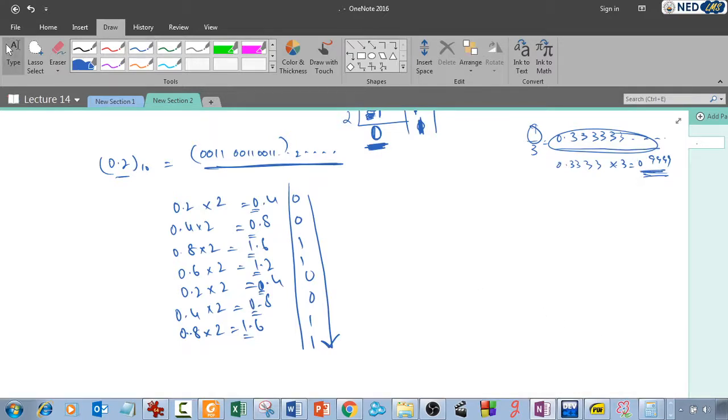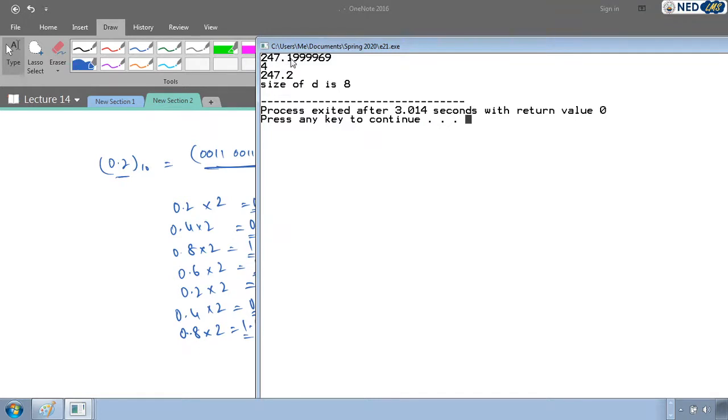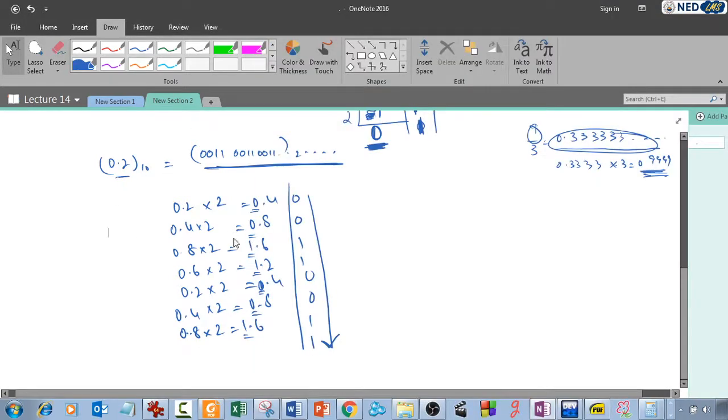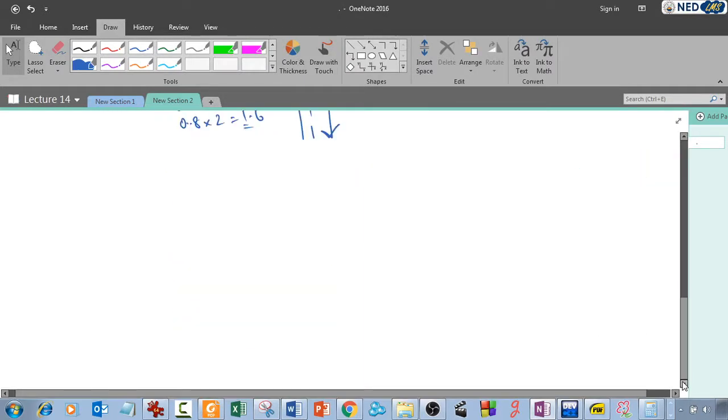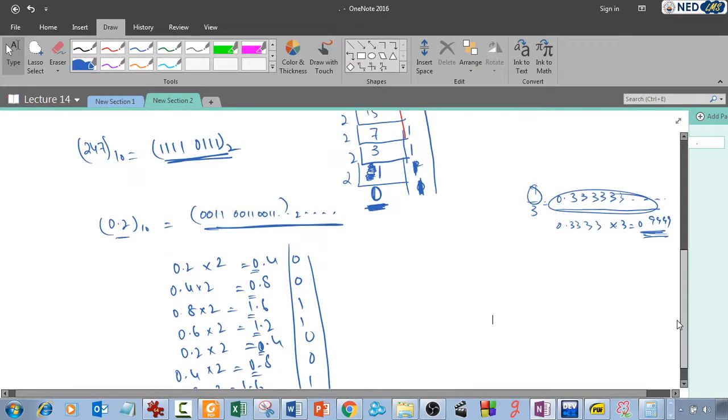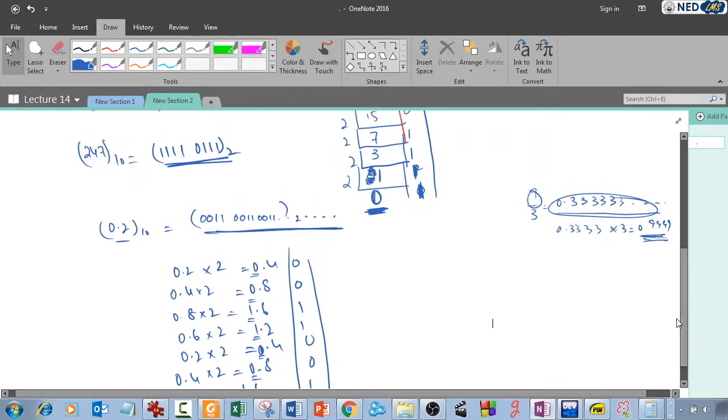So that's why we were getting 247.19969, but I'm going to demonstrate why this happens. It is a repeating pattern. So what we are going to do is write this number over here. So this number and this number.